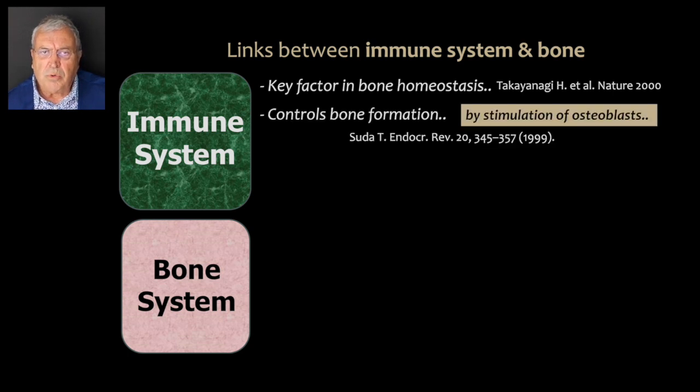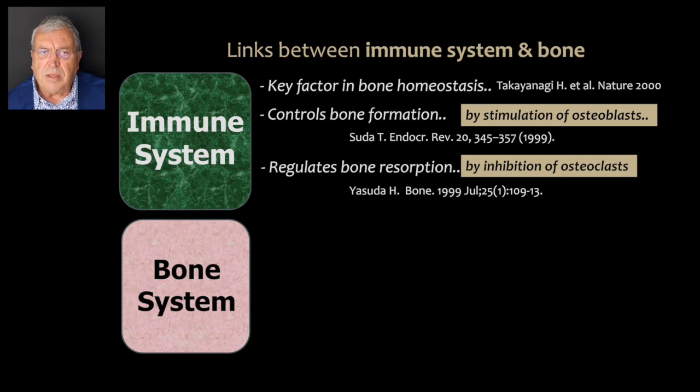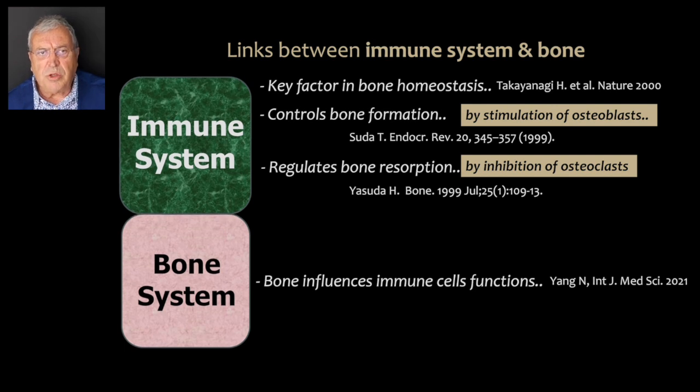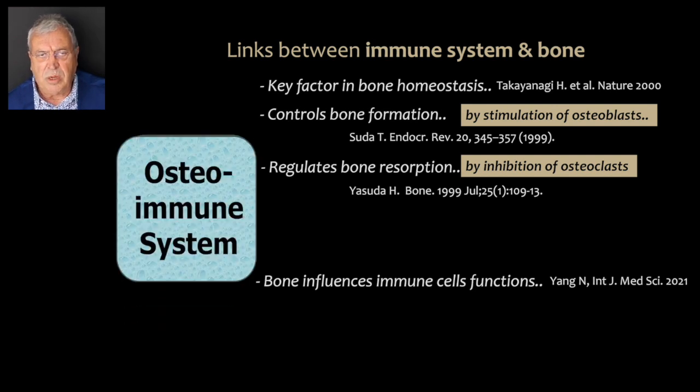The immune system controls bone formation by stimulation of osteoblasts. The immune system regulates bone resorption by stimulation of osteoclasts. On the other hand, the bone system influences immune cells' function. And this is why we consider, since only a few months, that we have in our body only one system, and it's named the osteo-immune system.